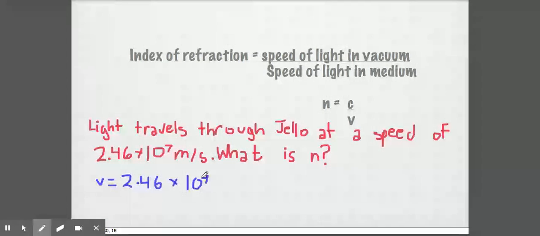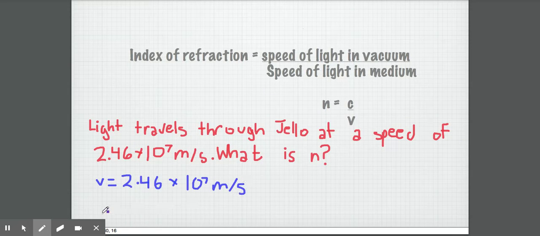Now, at first glance, it doesn't look like you've been given enough information, but I want to remind you that we actually always know what C is, and C is that speed of light traveling through air or through a vacuum. It's always going to be the same number. It's always going to be 3.0 times 10 to the 8 meters per second.